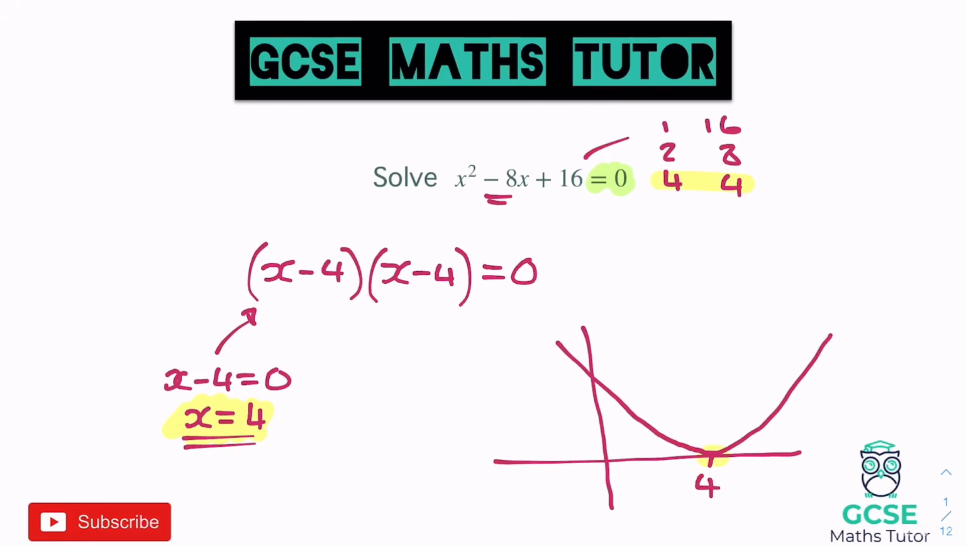You don't actually need to draw the sketch here, but I just think it's important when you're learning this to understand what it actually means and how it relates to the graph. But there we go. There's our solution, x equals 4. Let's have a look at one more before we have a go.